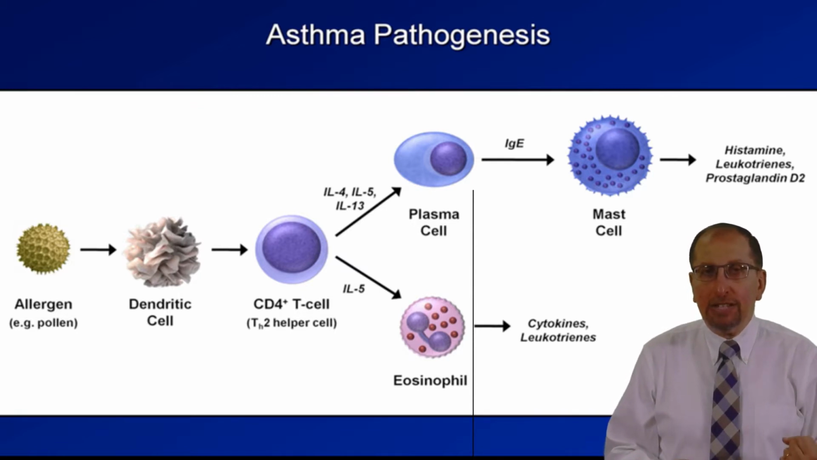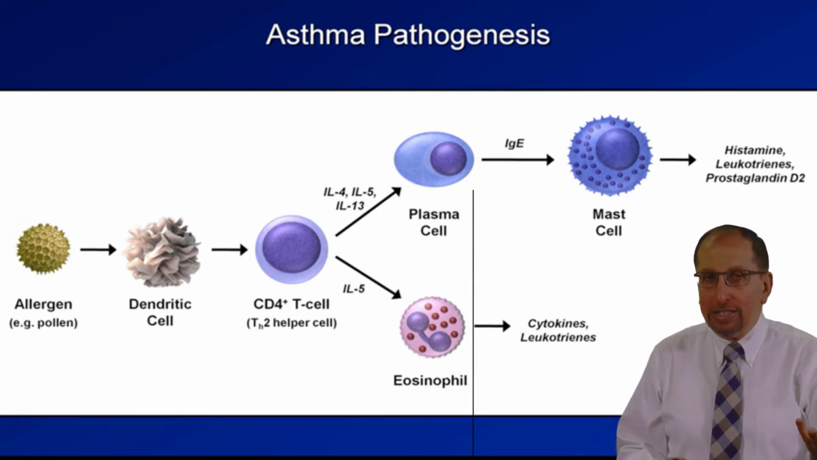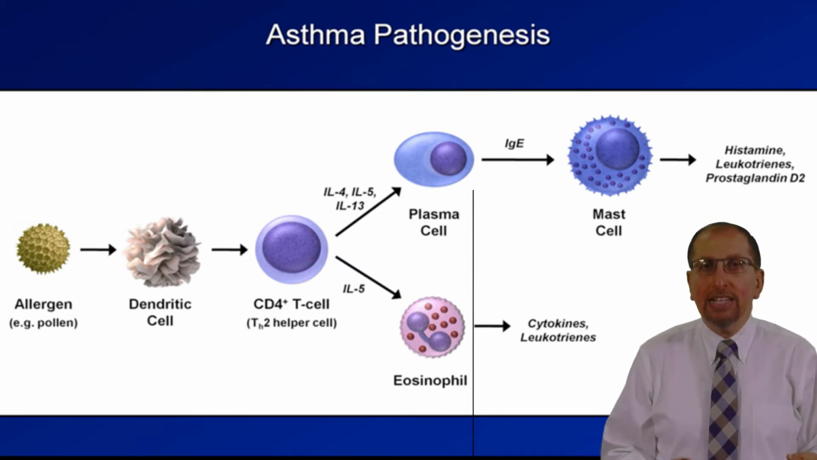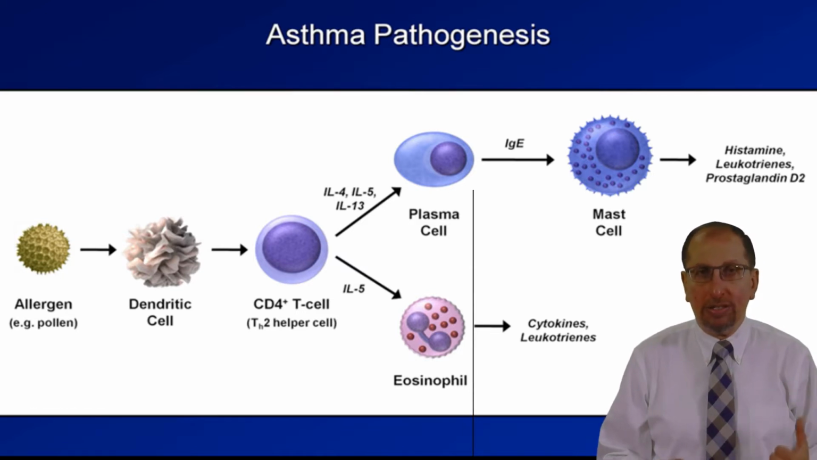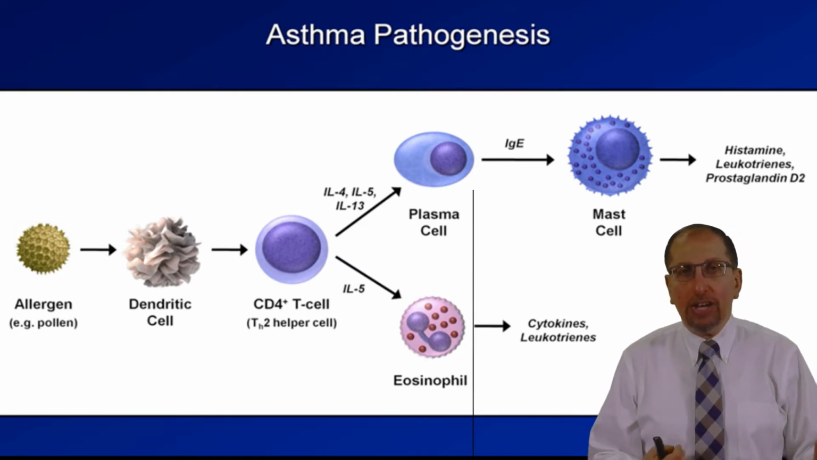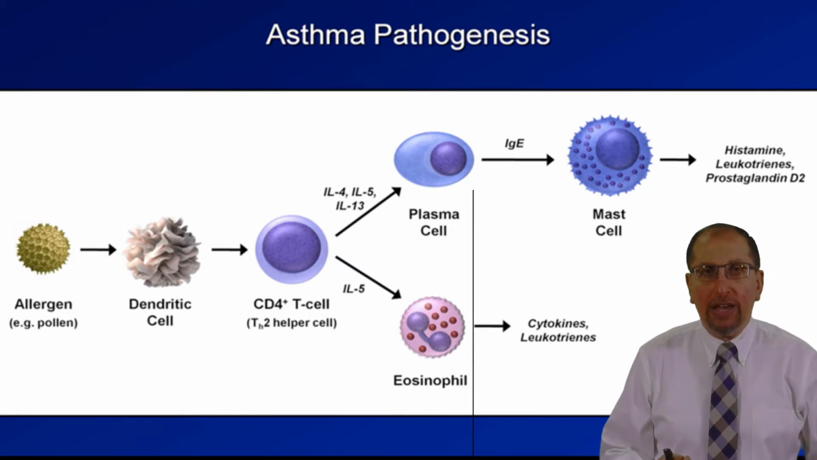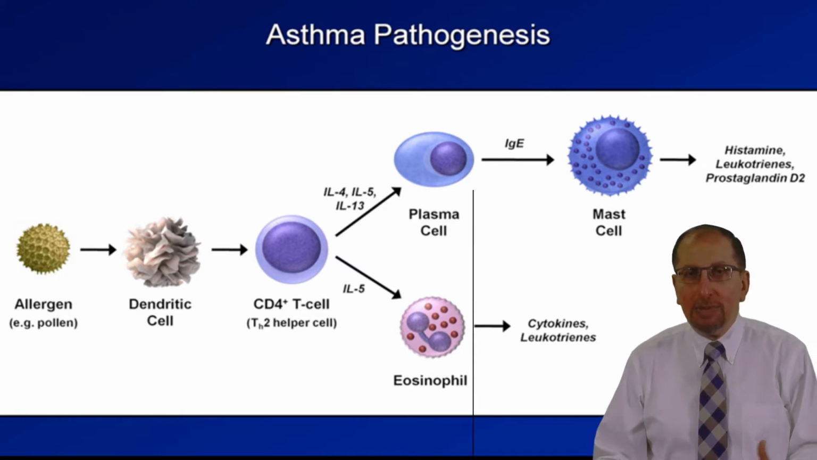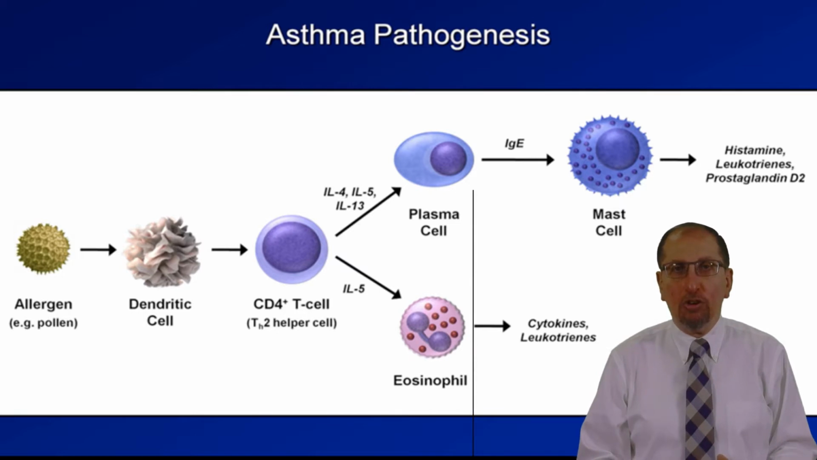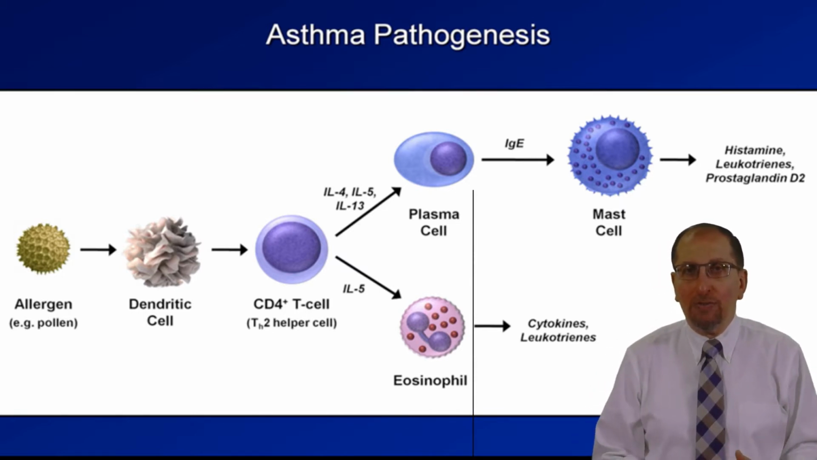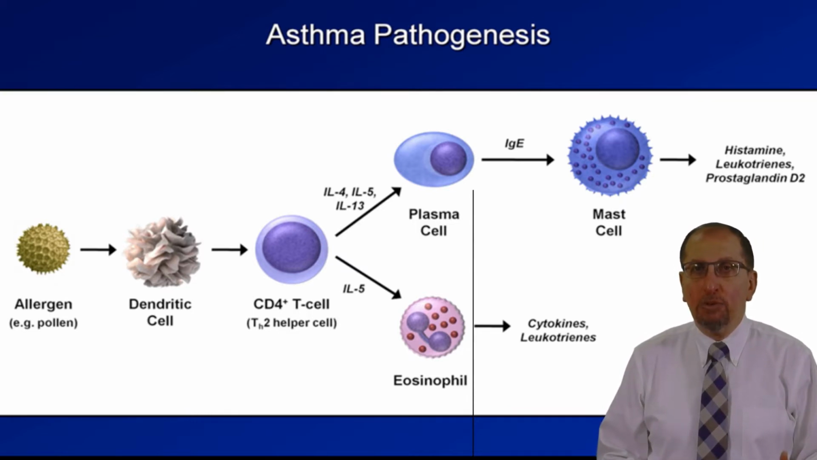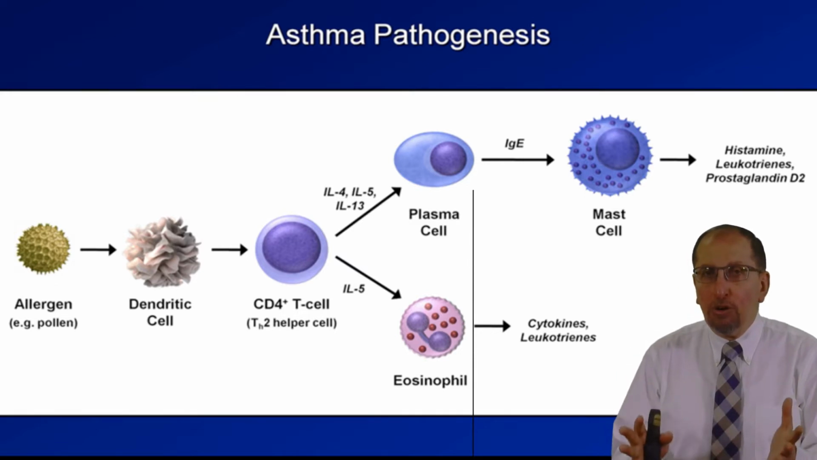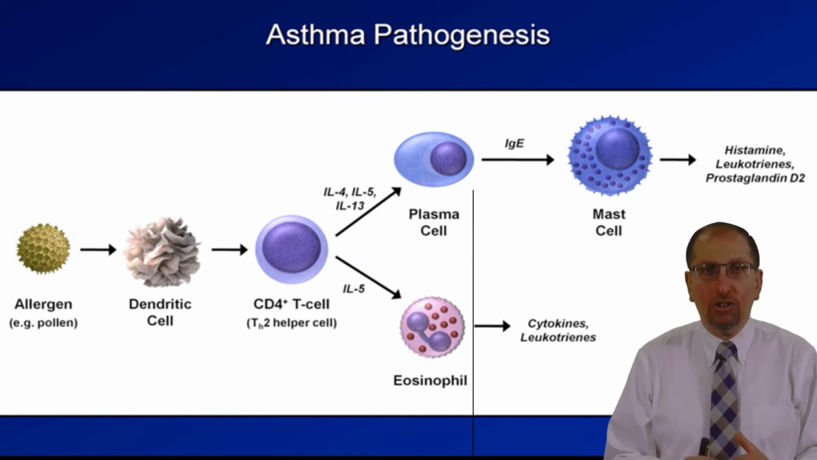The CD4 helper cell type 2, when it receives this antigen from the dendritic cell, is going to release some chemical mediators, some inflammatory mediators, mainly interleukins. Interleukin 5 will stimulate eosinophils to secrete cytokines and leukotrienes. And interleukin 5, 4, and 13 will stimulate the plasma cells to produce more IgE, immunoglobulin E, that dwells on the surface of mast cells and will lead to mast cell degranulation with the release of histamine, leukotrienes, prostaglandin D2. The whole process, as you see, is allergic, a lot of allergy.